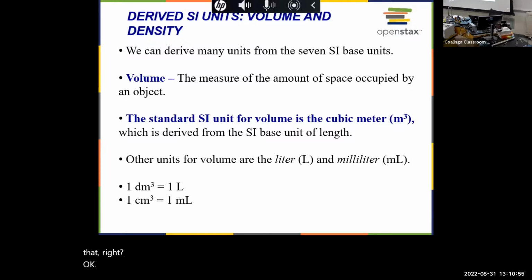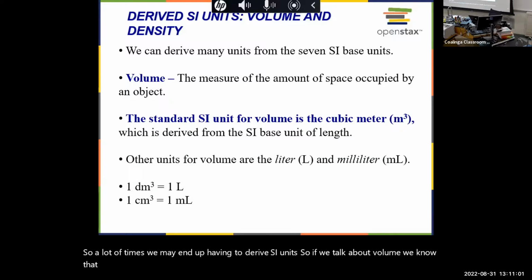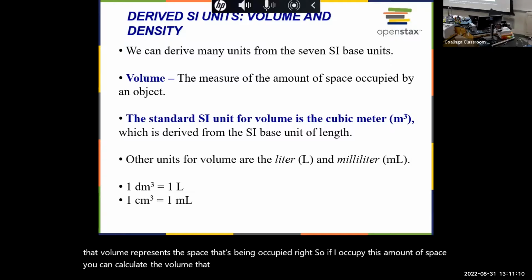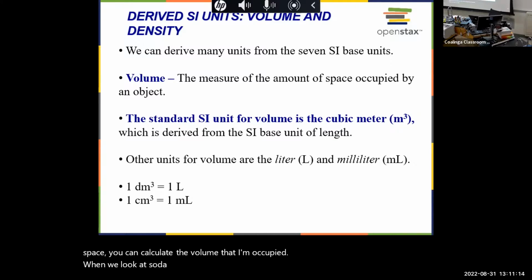So a lot of times we may end up having to derive SI units. If we talk about volume, we know that volume represents the space that's being occupied, right? So if I occupy this amount of space, you can calculate the volume that I'm occupying. We look at soda, right? A 2-liter bottle of soda. That's 2 liters. That's the space that soda occupies. That whole thing of soda, right?